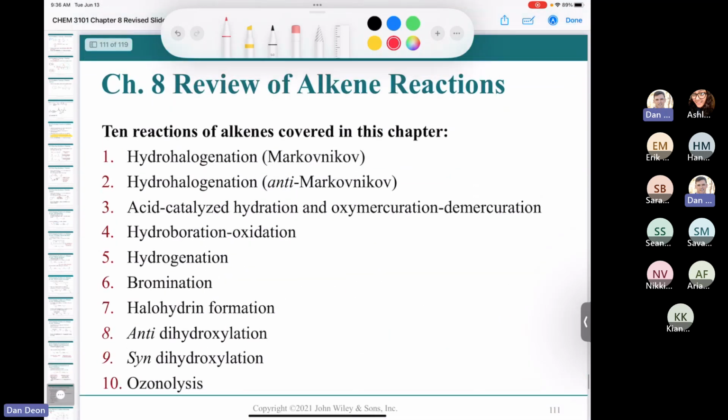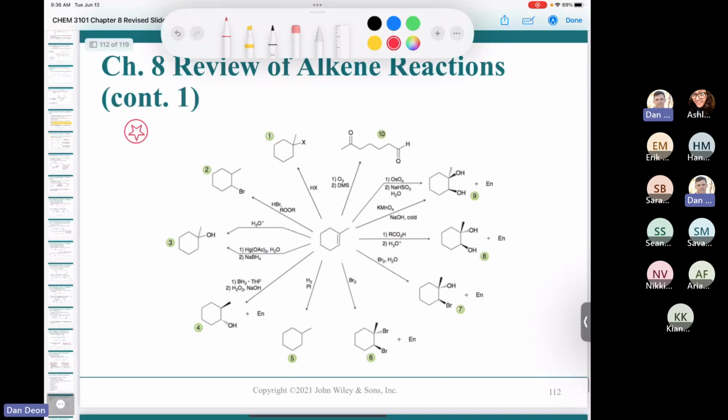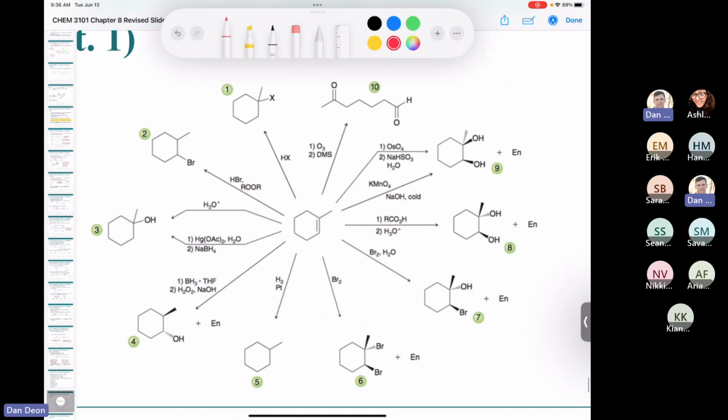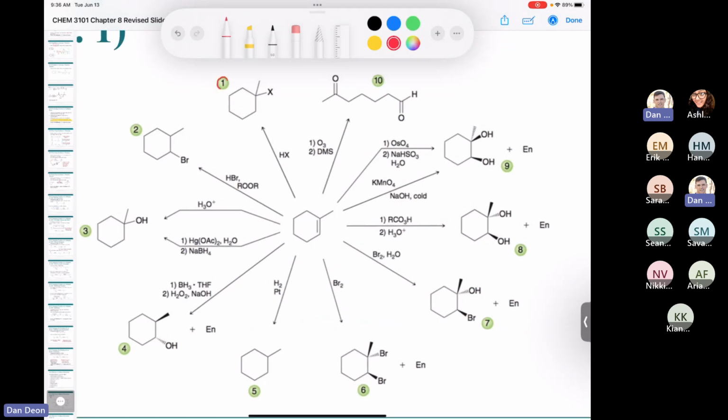And so, really, what do you need to know? You need to know all of these reactions, frontwards and backwards. So if we just review them, reaction number one is hydrohalogenation. This is a Markovnikov addition. You do need to know this mechanism, so I'll put a star by it.